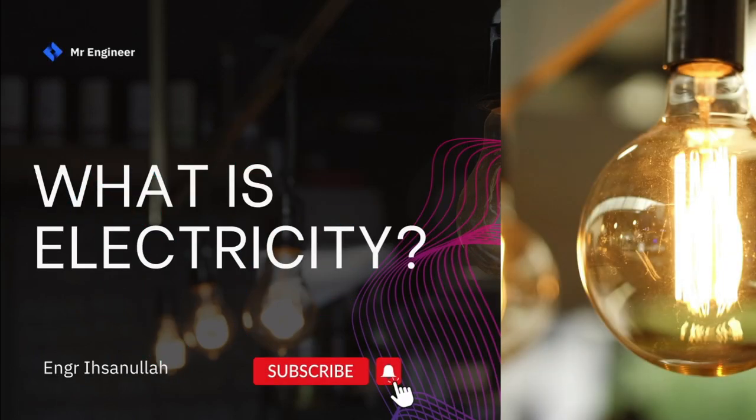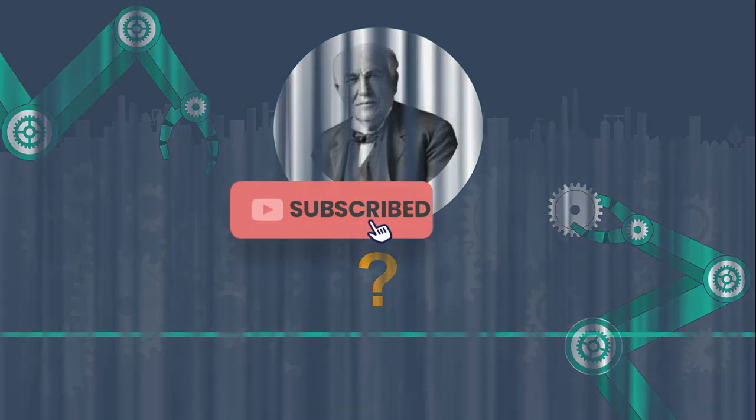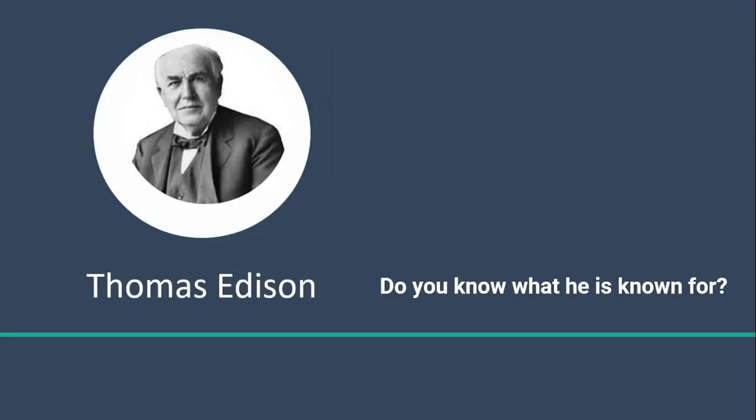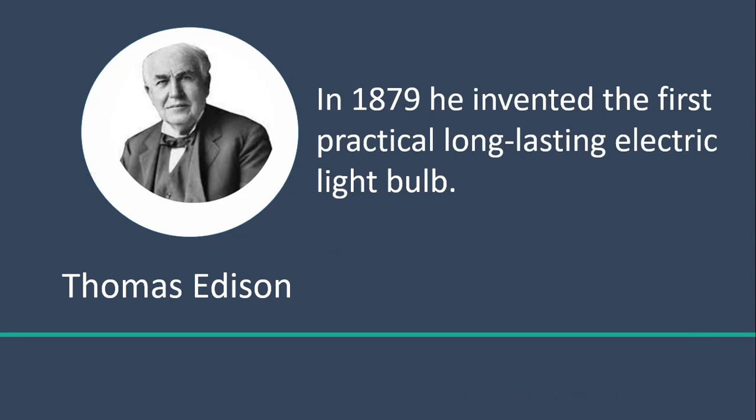In this video, we will talk about what is electricity. So let's begin. Do you recognize the person you see on your screen? Yes, he is the great Thomas Edison. Do you know what he is known for? In 1879, he invented the first practical long-lasting electric bulb.